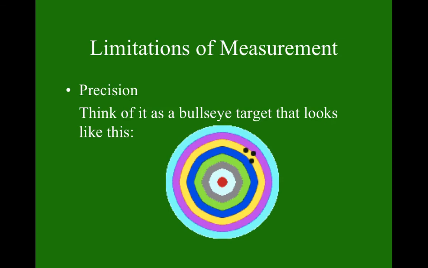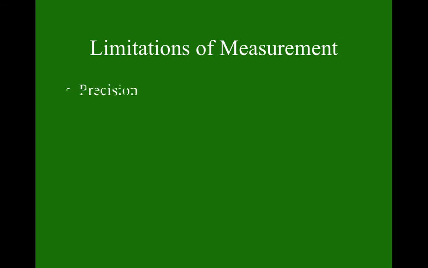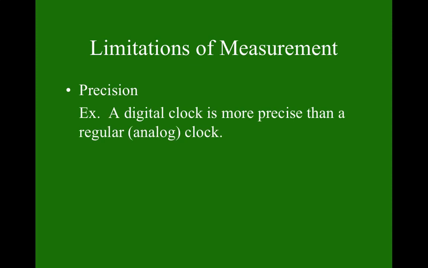Now let's compare that. Let me give you another example here. A digital clock is more precise than an analog or a regular clock with the hands. In other words, the chances of us interpreting the time the same is going to be greater with a digital clock than it is with a clock with just hands.